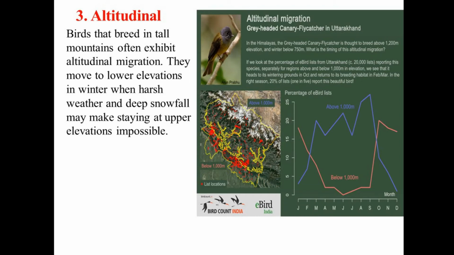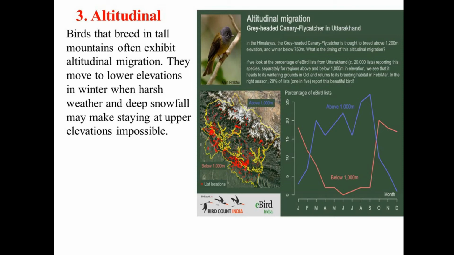The third type of migration is altitudinal migration. The birds that breed in tall mountains often exhibit altitudinal migration. They move to lower elevations in winter, when harsh weather and deep snowfall may make staying at upper elevations impossible. Birds that use altitudinal migration may not venture far in terms of overall mileage, but just a few hundred feet of elevation can make a great difference in their habitat.